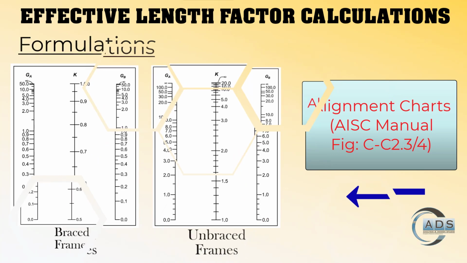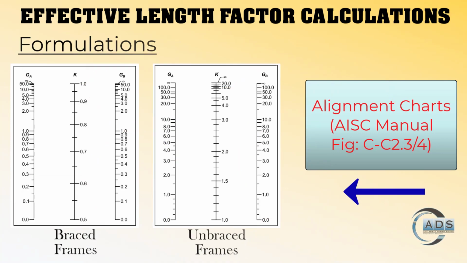After calculating GA and GB factors, we can use alignment charts provided by the AISC manual to find the value of the effective length factor. These charts are logarithmically scaled, and according to the braced or unbraced condition of the frame, we can use these charts. In this video, we will compare K values calculated by Midas Gen for a column with manually calculated K values using the approach that we have just discussed.